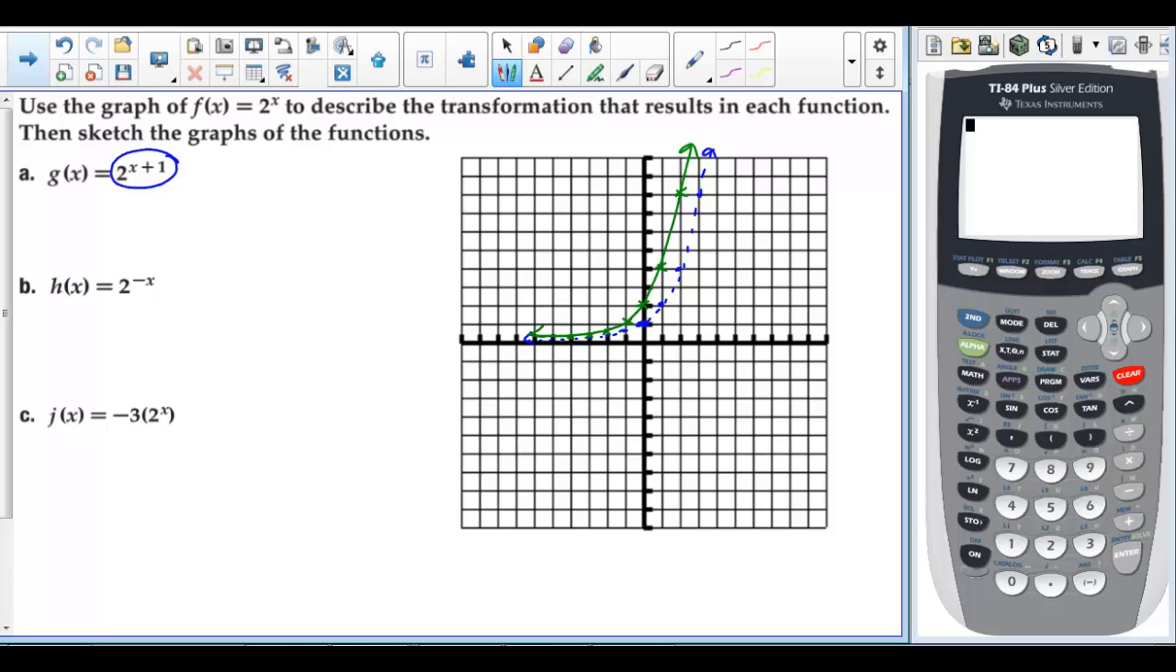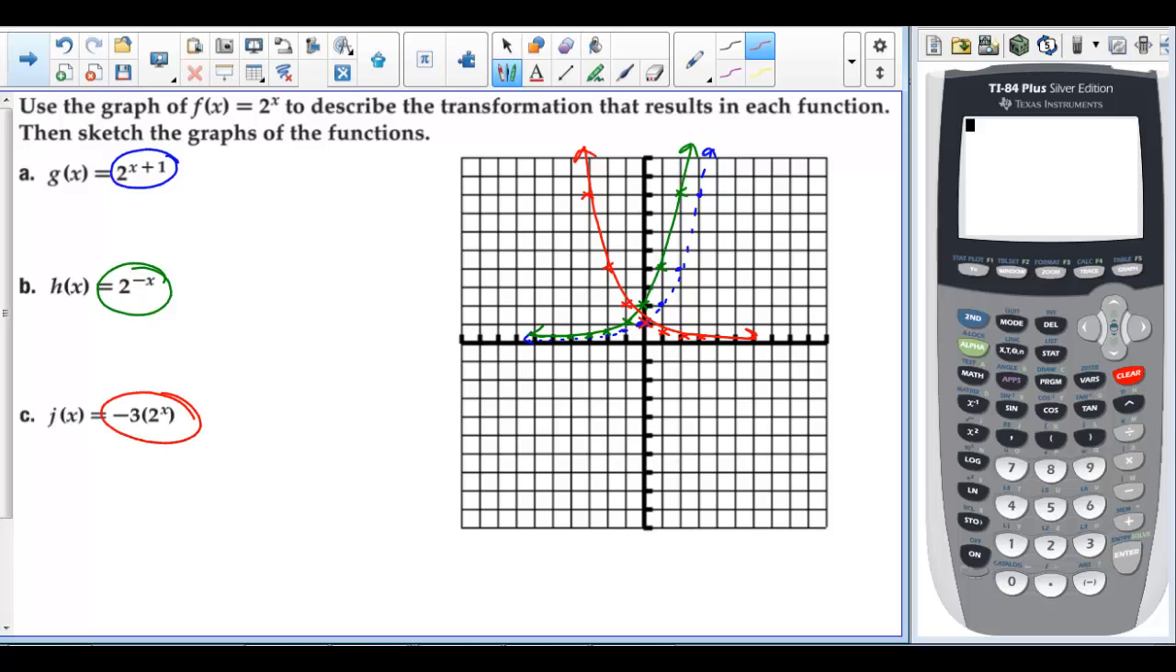We kind of already have done this. The 2 to the negative x, that's a reflection over the y-axis. So we go back to the blue. There's a reflection over the y: half, fourth, eighth, and then that'll be the 2. Here's the 4, and here's the 8 on the other side of the y-axis right there, because that negative is on the inside.